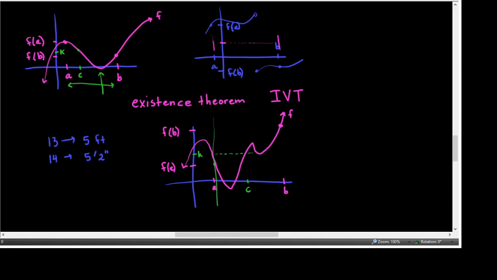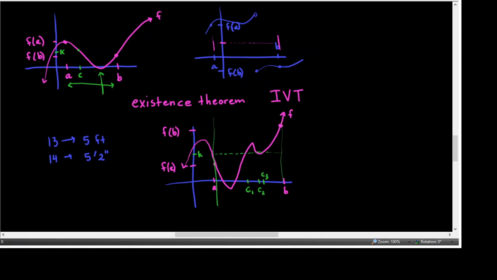And then it happens again right there. So I'll call this one C sub 1 and this one C sub 2. And again right there, call that one C sub 3. And then we get to B and stop looking.